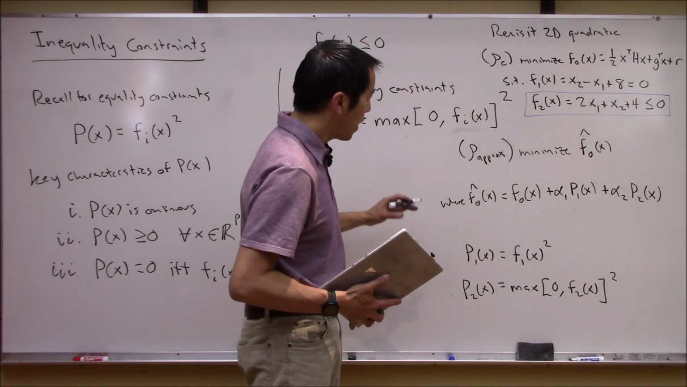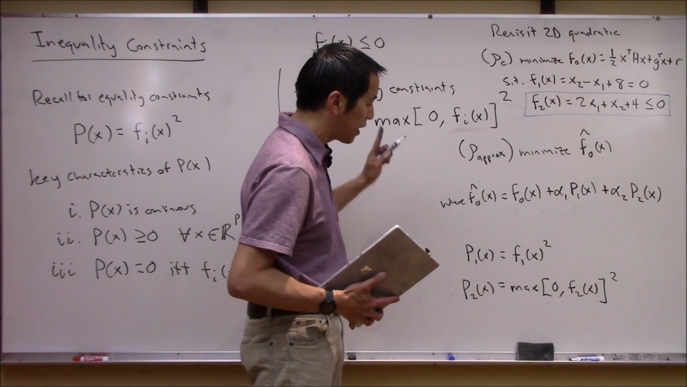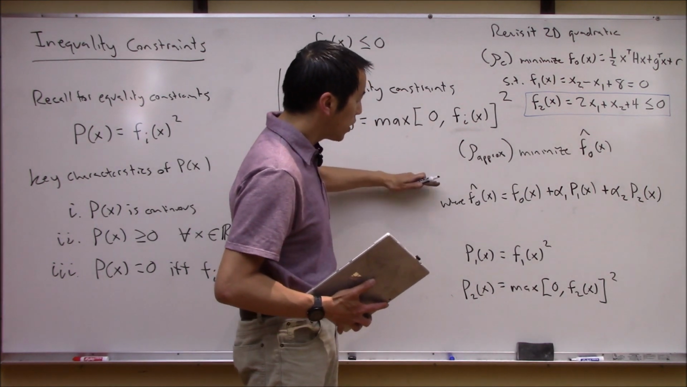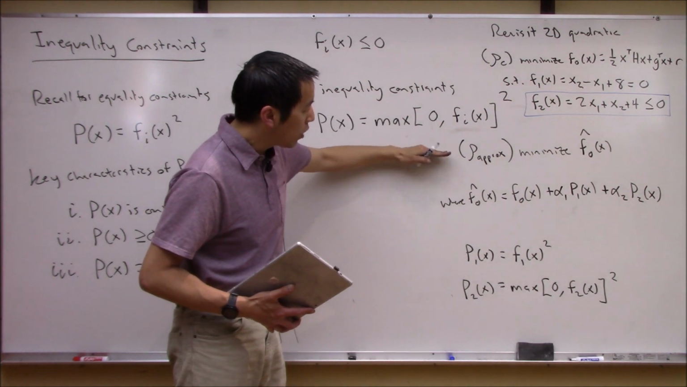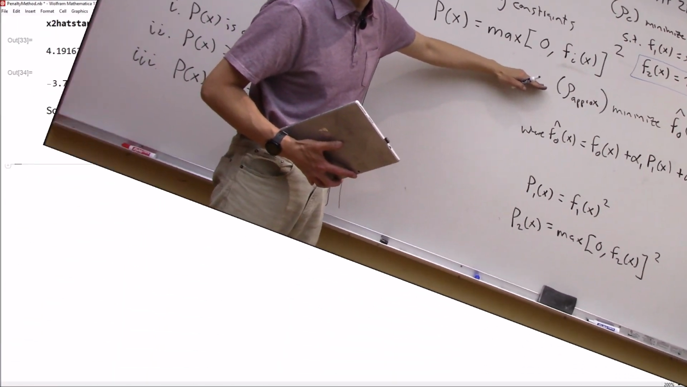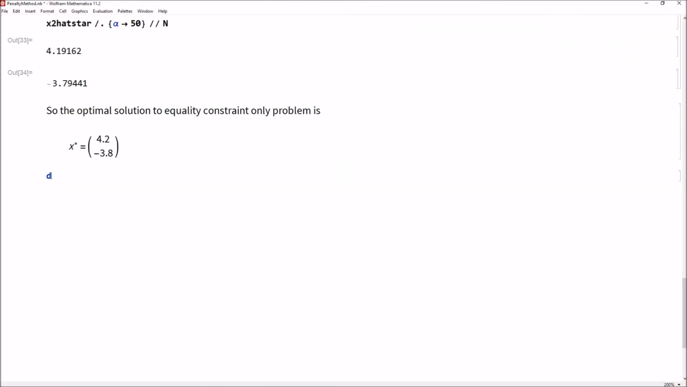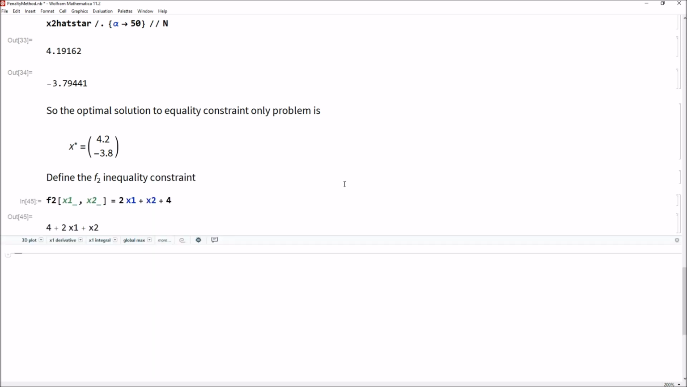And once we do that, we will go over to MATLAB and see if we can get that same answer numerically using fminsearch to solve this approximate unconstrained problem. All right, so back here in that same Mathematica notebook, let's go ahead and define the F2 inequality constraint, right? We said, I think that's what we had on the board, so I'll shift enter and get that into Mathematica.